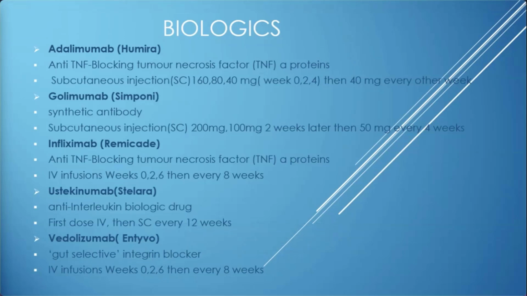Infliximab, also known as Remicade, is an anti-TNF. It's given as an IV infusion at week 0, 2, 6, then every 8 weeks thereafter. This is now also available as a subcut injection. Ustekinumab, also known as Stelara, is an anti-interleukin biologic drug. First dose is given intravenously, then subcutaneous every 12 weeks thereafter. Vedolizumab, or Entyvio, is a gut-selective integrin blocker. It's an IV infusion given at week 0, 2, 6, then every 8 weeks thereafter.